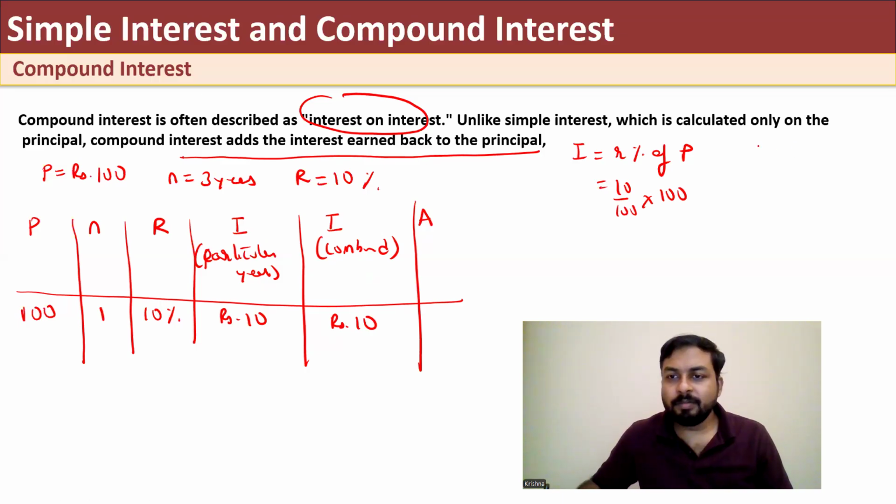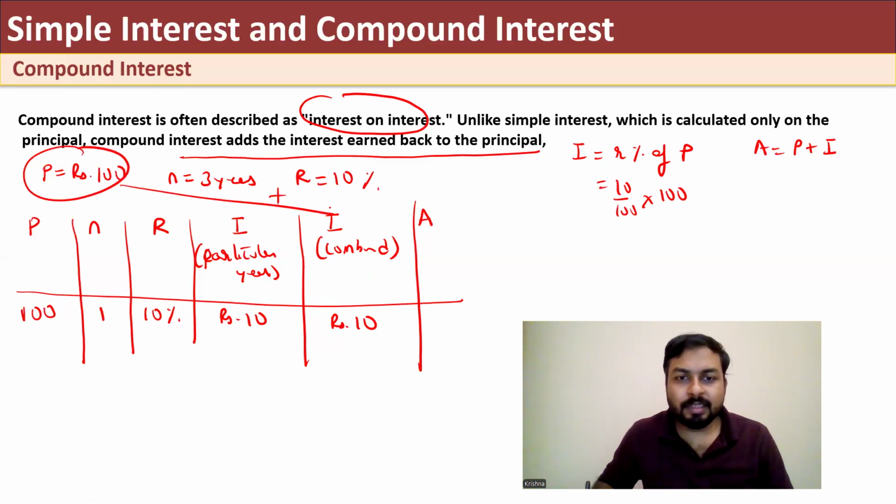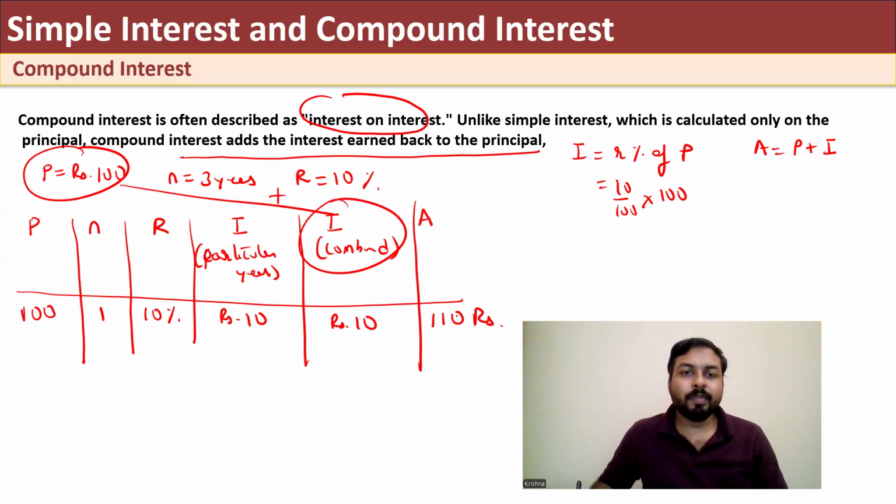Next, amount. Amount is what? Amount is principal plus interest. So this plus this will be the amount. So 100 plus 10 rupees, 110 rupees is the amount. So if you are borrowing 100 rupees on a compound interest at a rate of interest of 10%, then after 1 year, you have to return back 110 rupees to the lender.